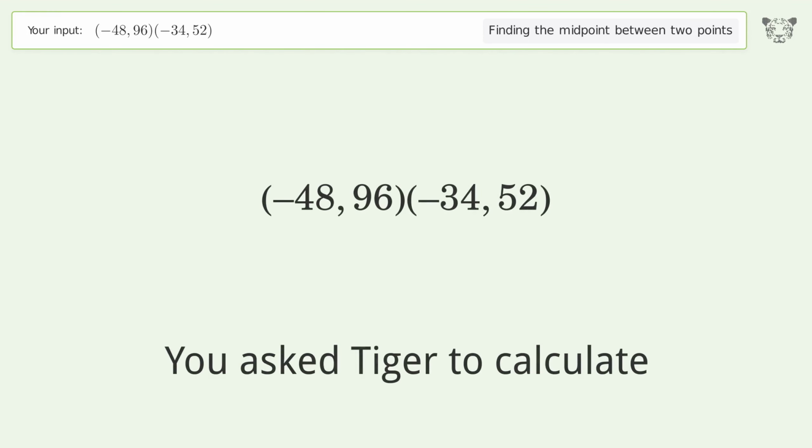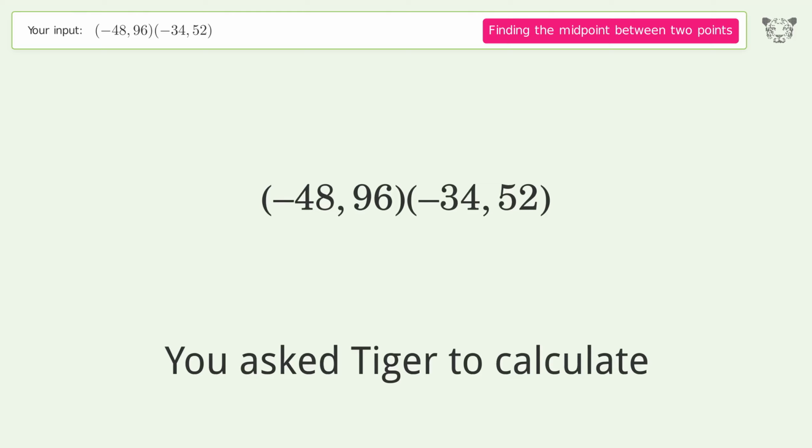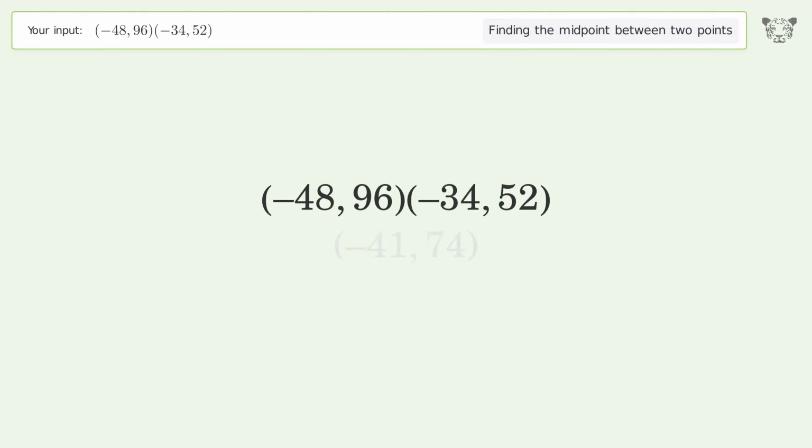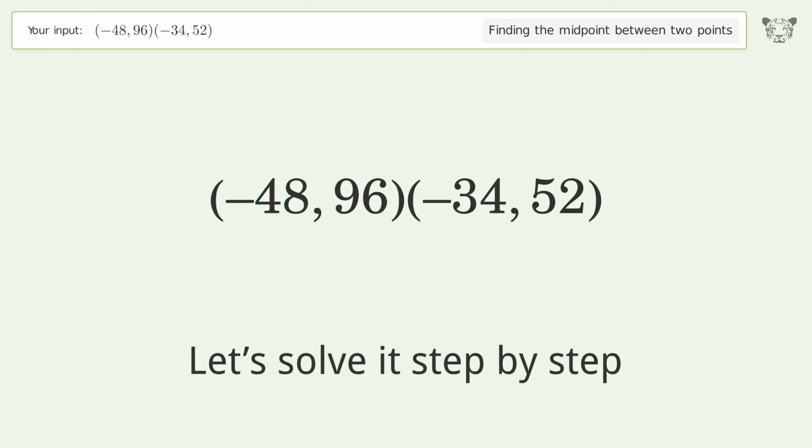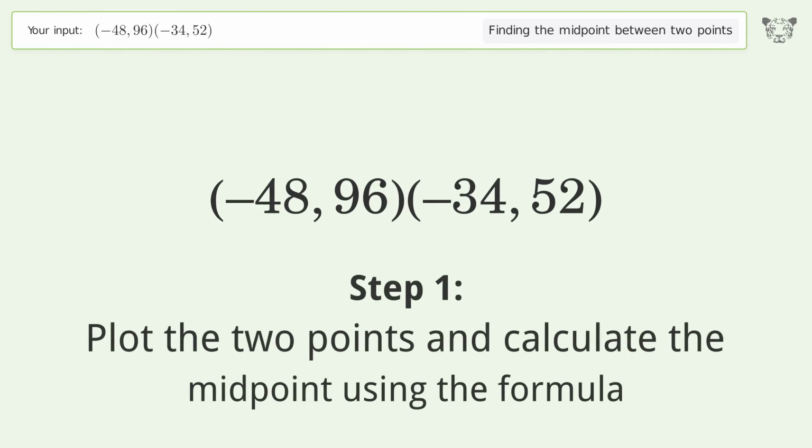You ask Tiger to calculate. This deals with finding the midpoint between 2 points. The midpoint between the 2 points is negative 41, 74. Let's solve it step by step. Plot the 2 points and calculate the midpoint using the formula.